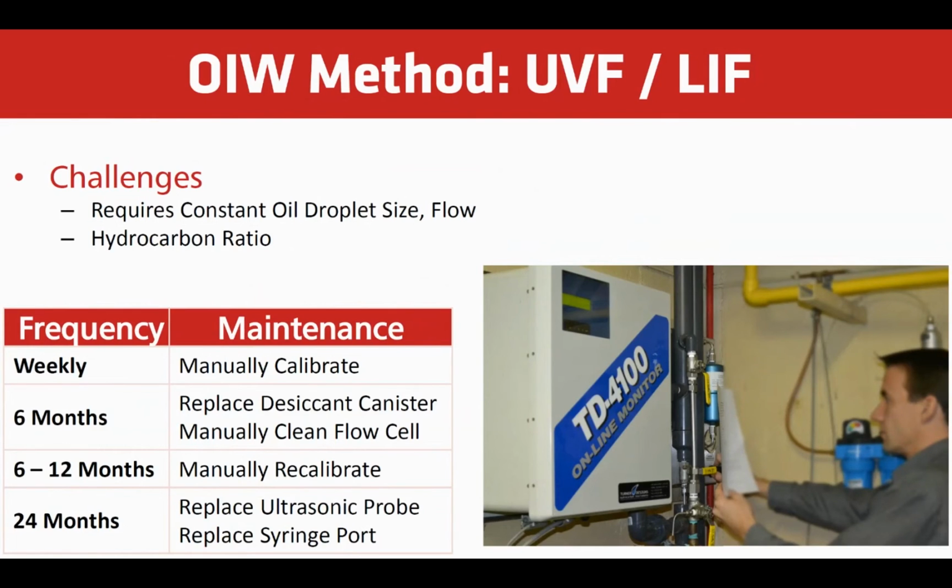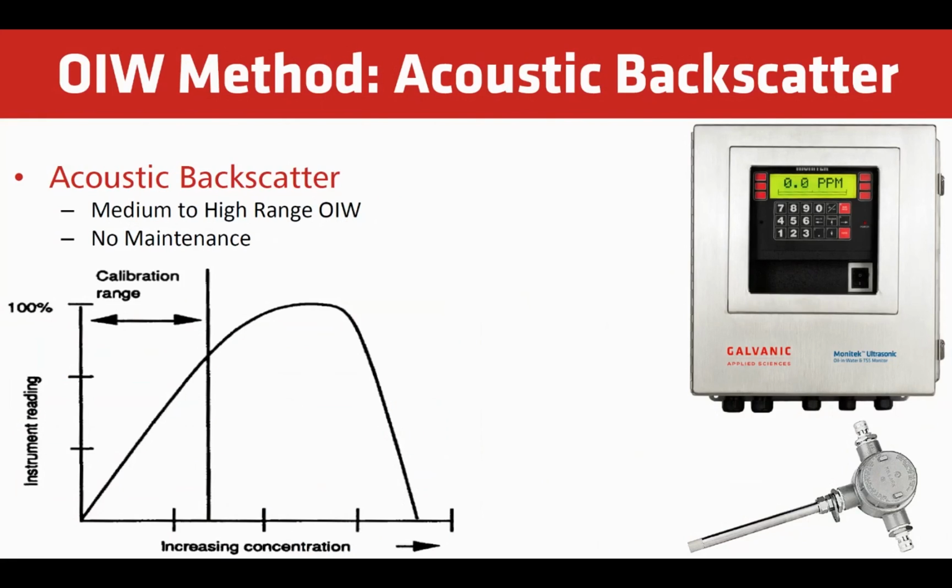Scheduled maintenance includes weekly manual calibration, where the sample stream is purged with DI and then a validation solution is injected. Every 6 months, you should check or replace the desiccant canister depending on the ambient humidity, as well as manually clean the flow cell. Recalibration is recommended every 6 to 12 months. Every 12 to 24 months, replace the ultrasonic probe in the syringe port.